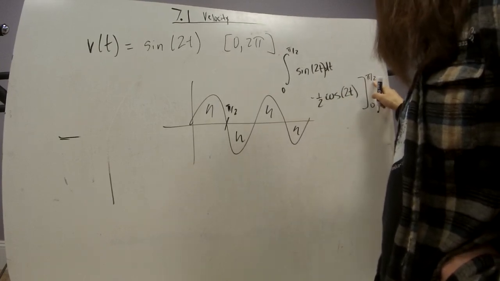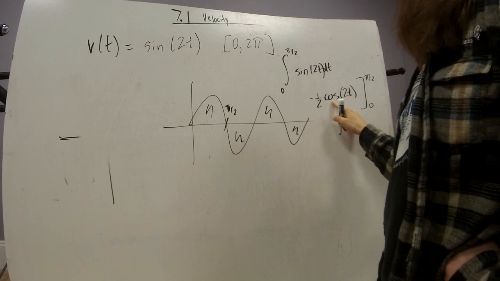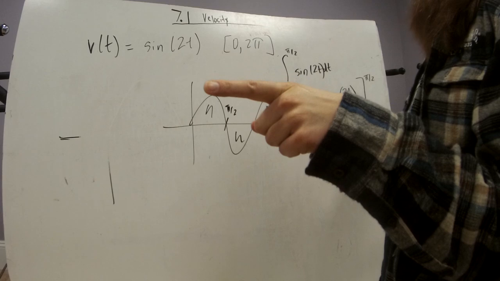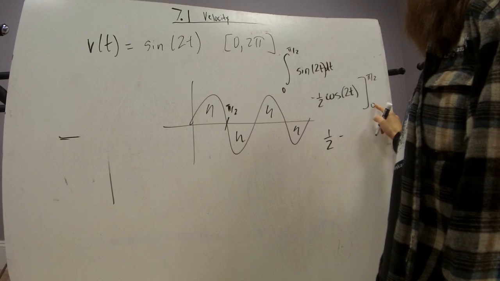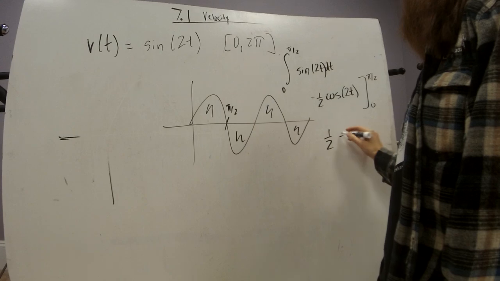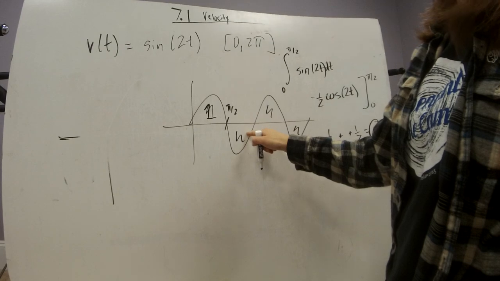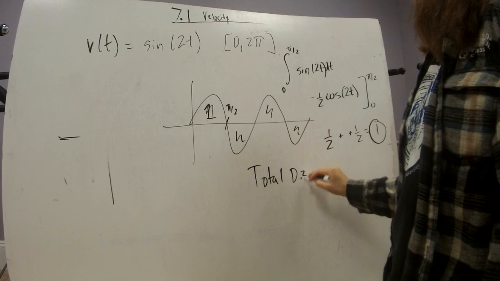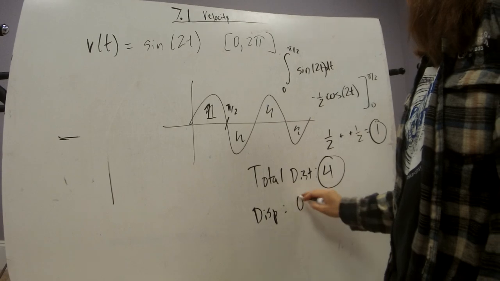So if I plug in pi over 2, pi over 2 times 2 is pi. Cosine of pi is negative 1. So then I'm going to have negative 1 times negative 1/2, which is positive 1/2. And then I'm going to subtract whatever I get when I plug in 0. Cosine of 0 is 1. 1 times negative 1/2 is negative 1/2. Boom, add them together, get 1. So that would be the area of this, but if that's 1, this would turn to a positive 1, 1, 1. So my total distance would be 4. Right, and we already said that the displacement for this one was 0, if you wanted that on your notes as well.